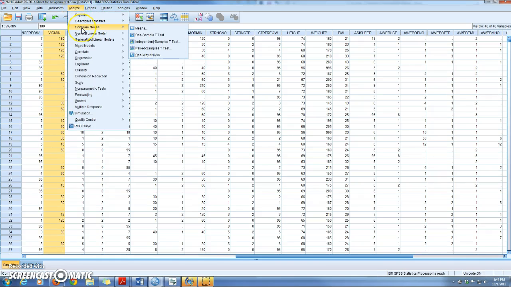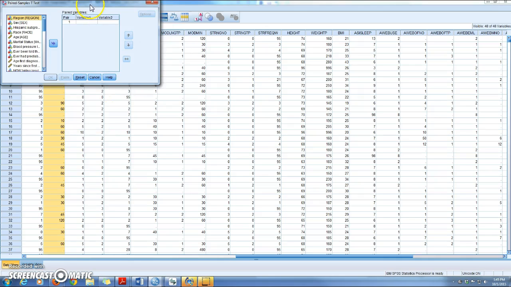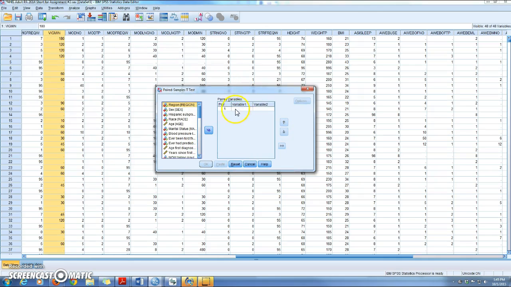So it's under Analyze again, go to Compare Means. Here they call it a paired samples t-test, but that should make sense to you. It's a dependent samples t-test, or paired samples. And this one looks a little bit different because what you're asked to do is to identify, you could do more than one pair at a time, but you identify the two variables that you're comparing.